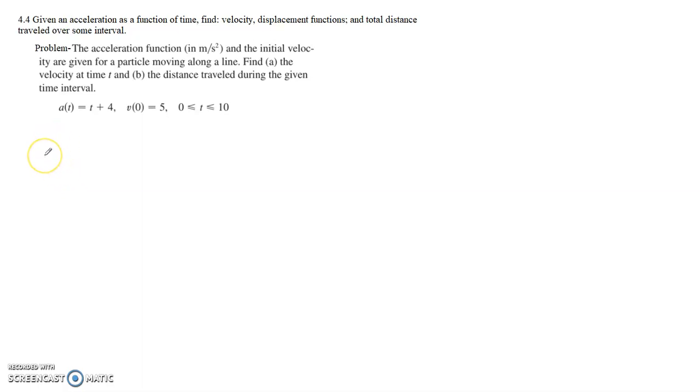Hello everyone. In this video we will learn how to find a distance traveled in a given time interval when we are given the acceleration function and an initial velocity. Alright, so let's read the question first. The acceleration function in meters per second squared and the initial velocity are given for a particle moving along a line. Find the velocity at time t, and the distance traveled during the given time interval.